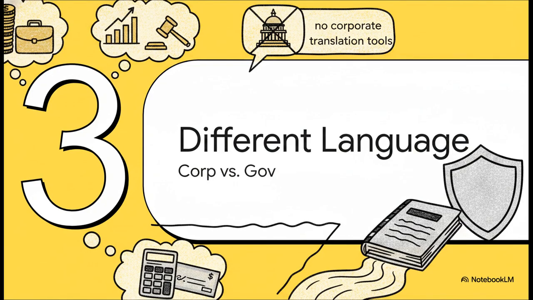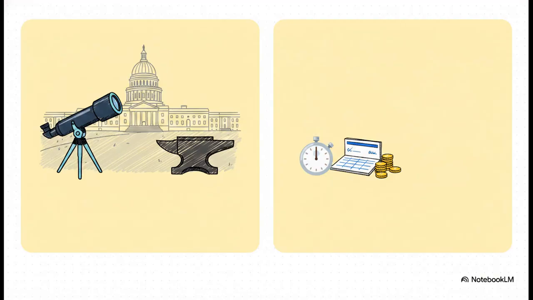Section 3, a different accounting language, corporate versus government. Learning Area 3 is honestly like learning a new dialect of accounting. You just cannot use your corporate translation tools here. Let's contrast the 2 main reporting perspectives you're going to face on the exam. First, we have government-wide statements.